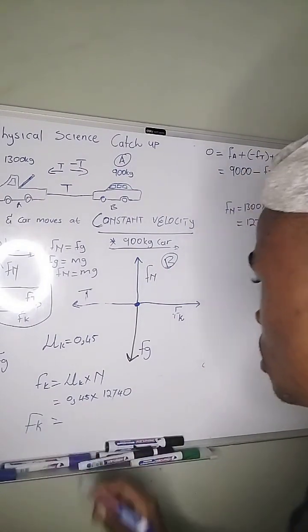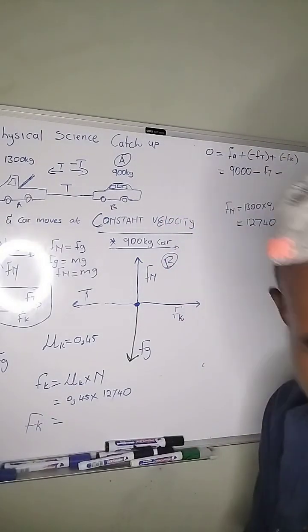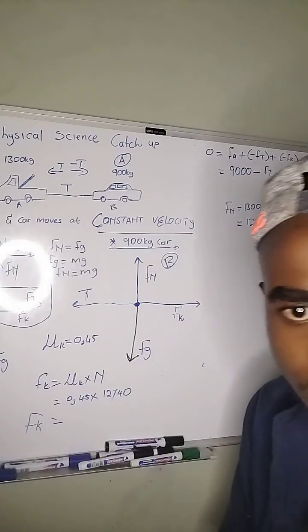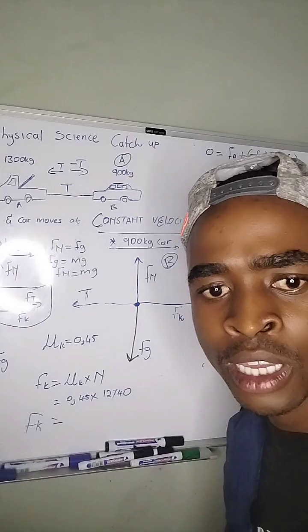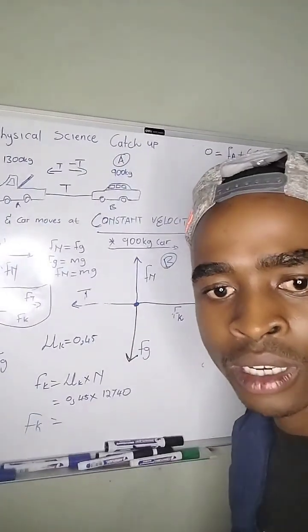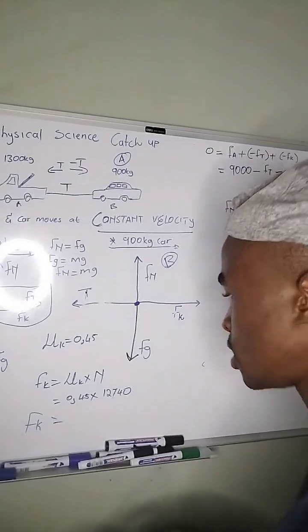Fk is going to be equal to what? What is my Fk? I don't have a calculator. Is it 57,000? Oh, 5,733. Thank you very much.